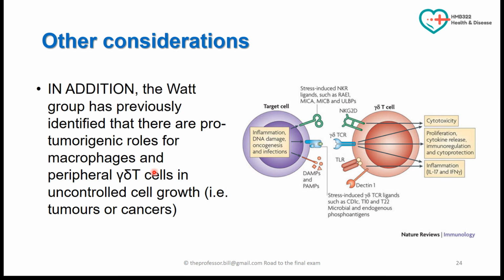And what does that look like? And what are these cell types? Because they are not classical T cells, what do these cell types actually look like? And she had actually demonstrated that there are some macrophages, so we know our skin has lots of macrophages, as well as peripheral gamma delta T cells that might actually promote the formation of tumors.